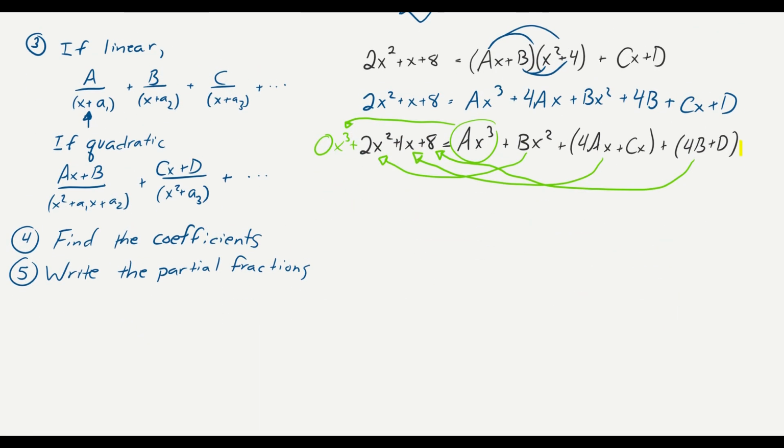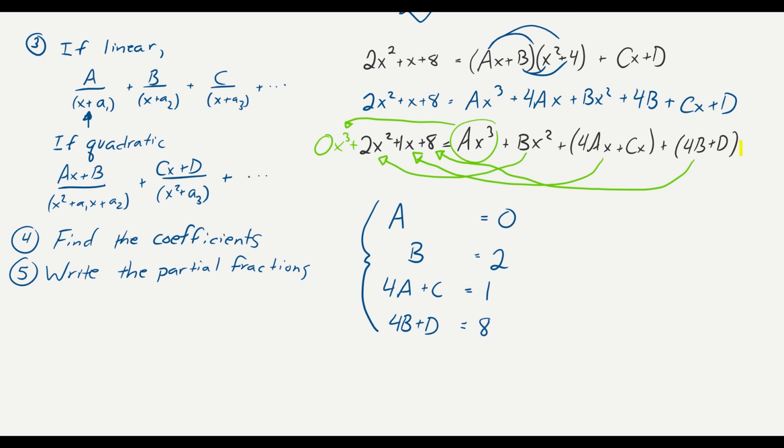What that is saying is I'm kind of creating a system in my head. I'm saying that every coefficient that adds up to x cubed has to equal 0. Everything that has an exponent of x squared, which is just b, has to equal 2. Everything that has a variable of x has to add up to 1. So 4a plus c has to equal 1. And then finally, my constant of 8, everything that is a constant, 4b plus d, must equal 8. And that creates this system of equations here.